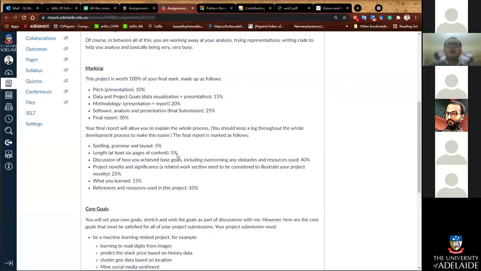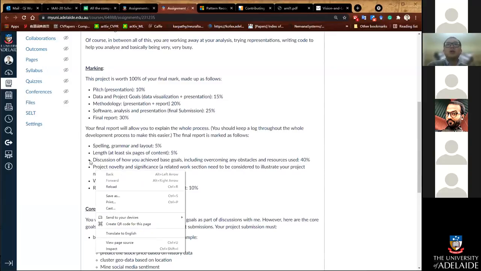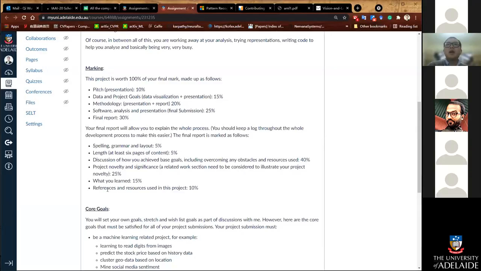amount of content. Right? And you need to discuss how you achieve the base goals, including overcoming obstacles and the resources used. You can see this is the most important part. So we care about your learning process. So it's about 40%. And the project novelty and the significance, and what you learn, which is 15%, and the reference and resources used, which is 10%.